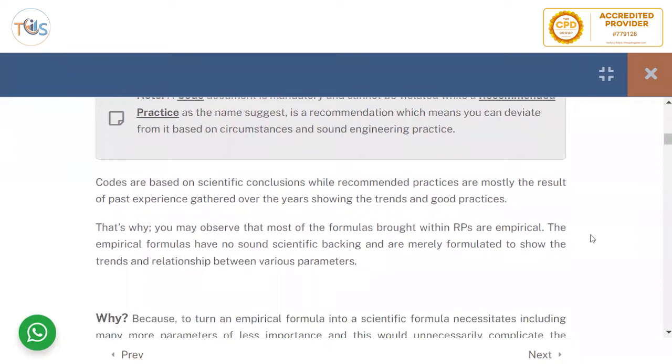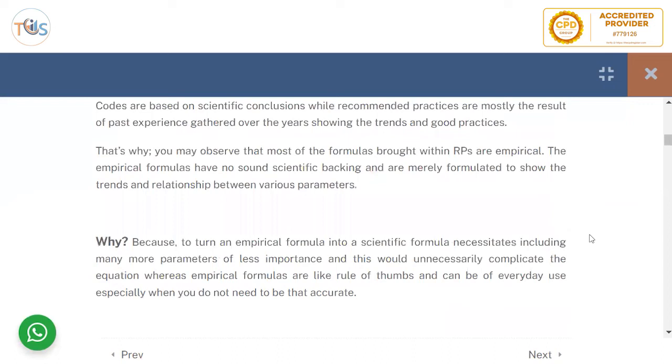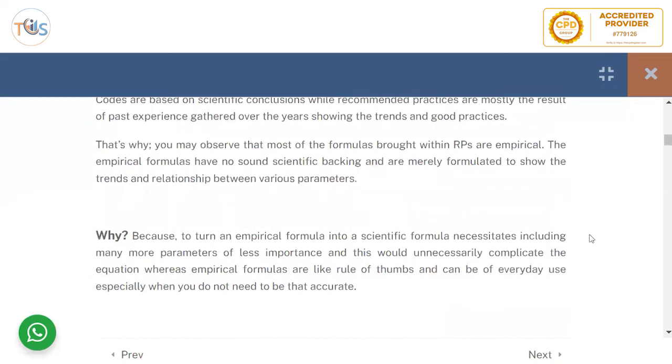So normally codes are all based on scientific conclusions, and that's why the recommended practices are mostly practically oriented. That's why you see that there are a lot of empirical formulas, trends, and graphs to show you the overall picture and how to handle different situations.